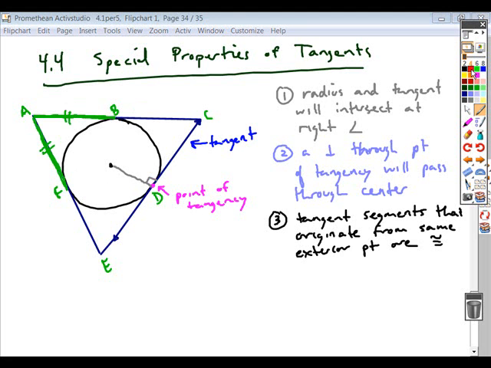The same is true here. From this point C, this tangent segment is the same length as any other tangent segment that's formed from that same point. And then finally, and I'll just leave it in blue here, EF and ED are going to be equal in length as well.